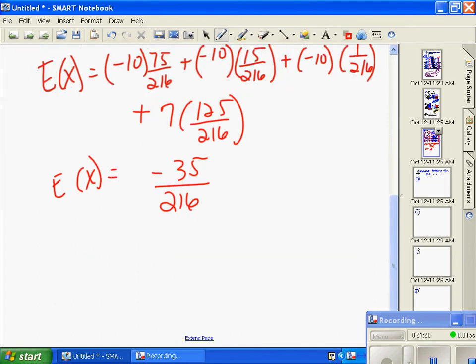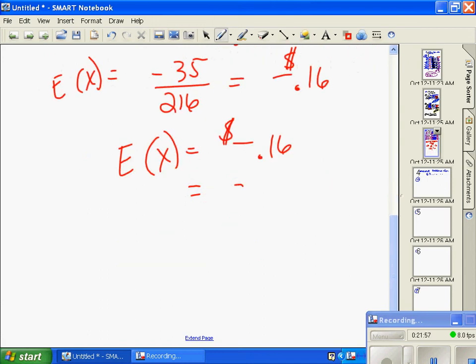Now, I could get out a calculator to figure out how much money that actually is, and this is going to be negative 0.16. You have to keep track of the fact that we use everything in terms of dollars. So on average, I can expect to lose 16 cents per game. So the expected value of the game is just negative 0.16. If you don't have a calculator on a test, put in your units, negative 35 over 216. Either one of those would work.